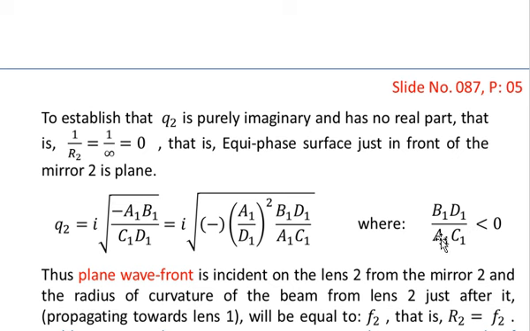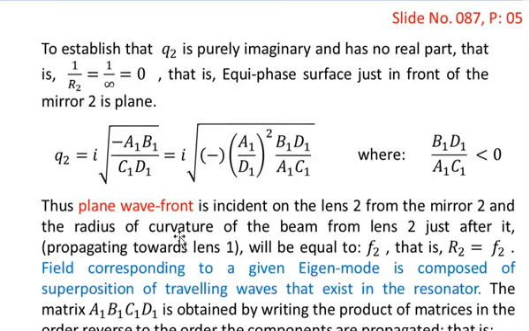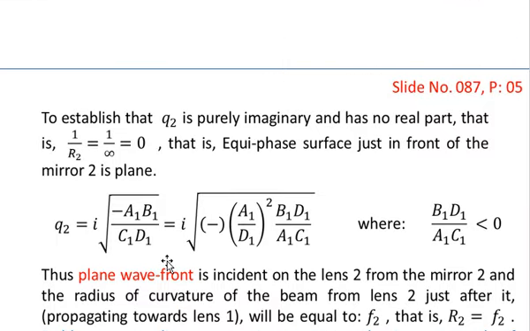But you know that we have already set up the condition that B1 D1 over A1 multiplied by C1 should be less than 0. You know that the square root contains a negative sign, it contains a squared term, and it contains B1 D1 over A1 and C1. So if B1 D1 over A1 C1 is less than 0, it means it is a negative quantity. Then the negative sign will cancel the negative sign within the square root, and so the square root will contain only a positive quantity, which means that Q2 will be purely a complex quantity, and which means that a plane wave front will be produced after reflection from the mirror 2.